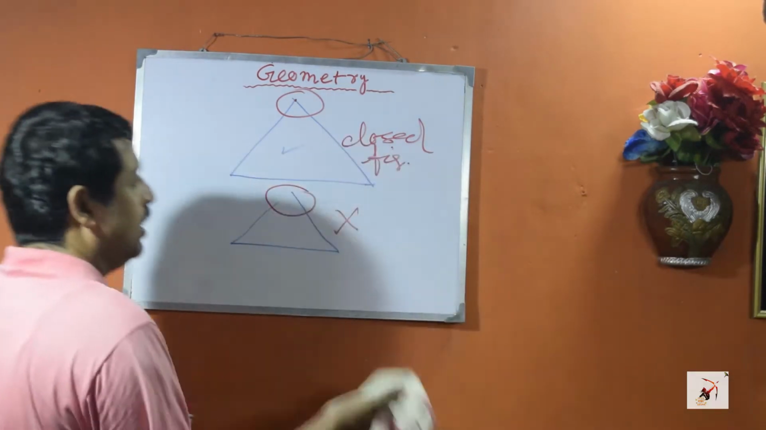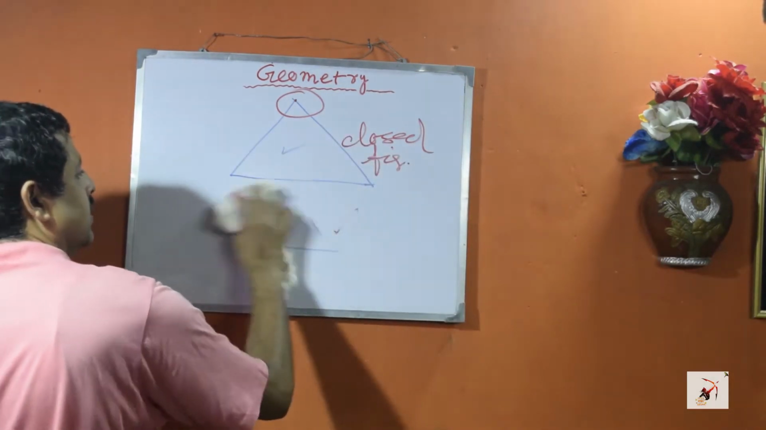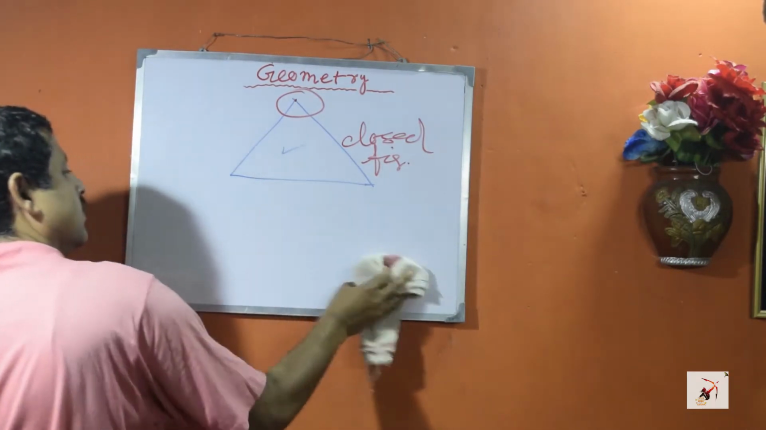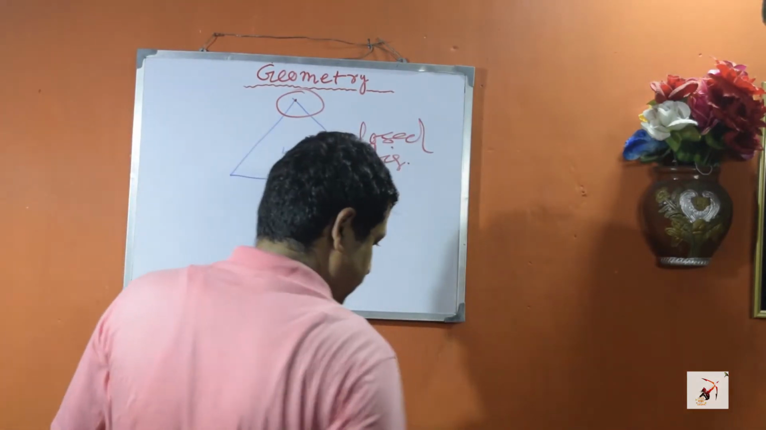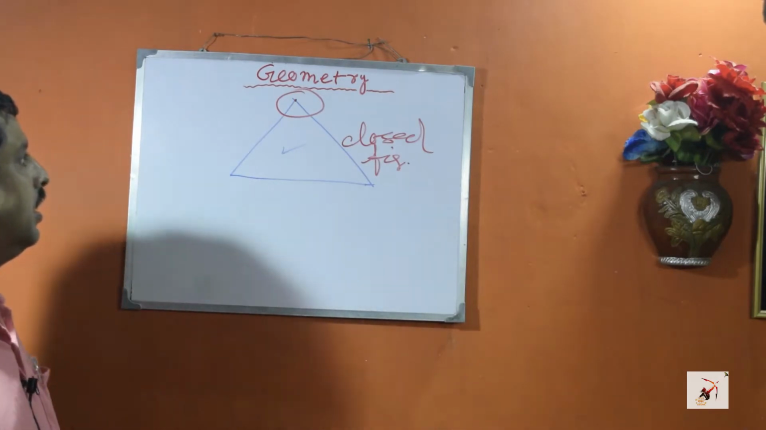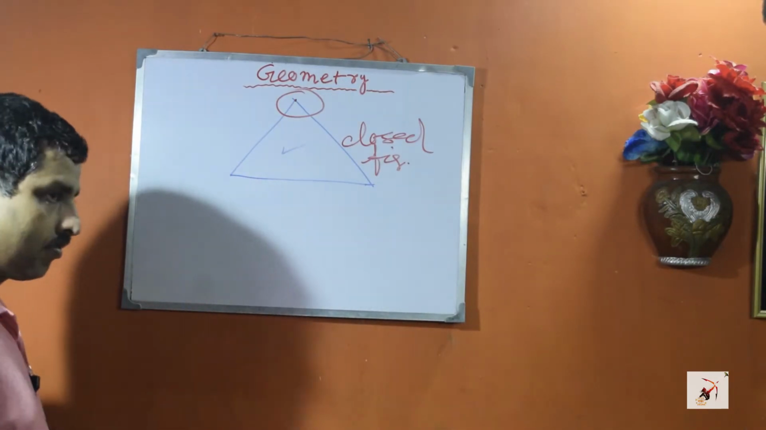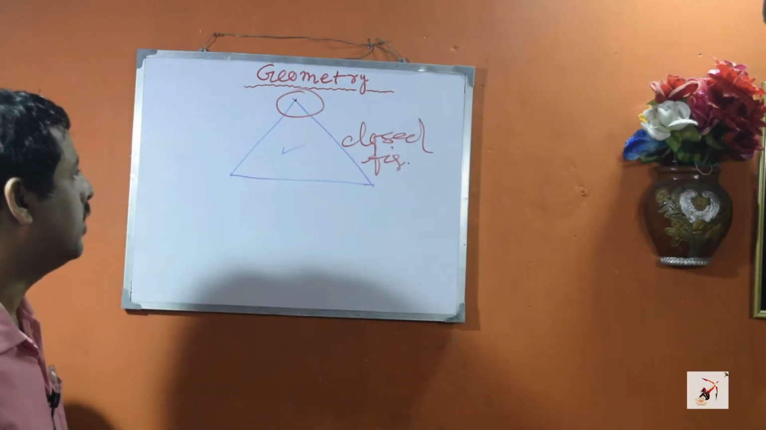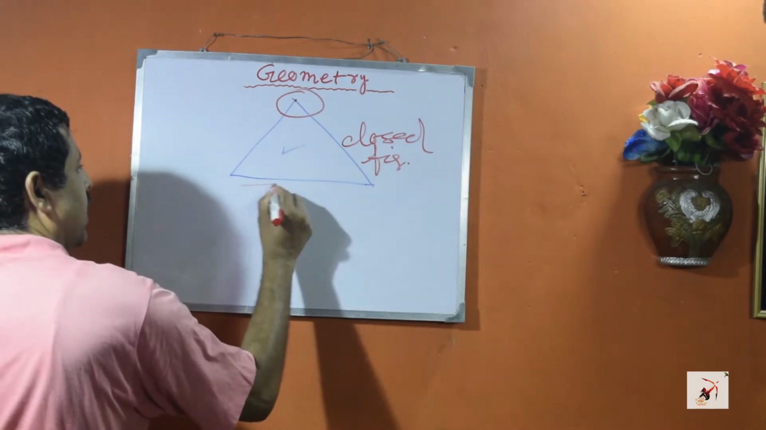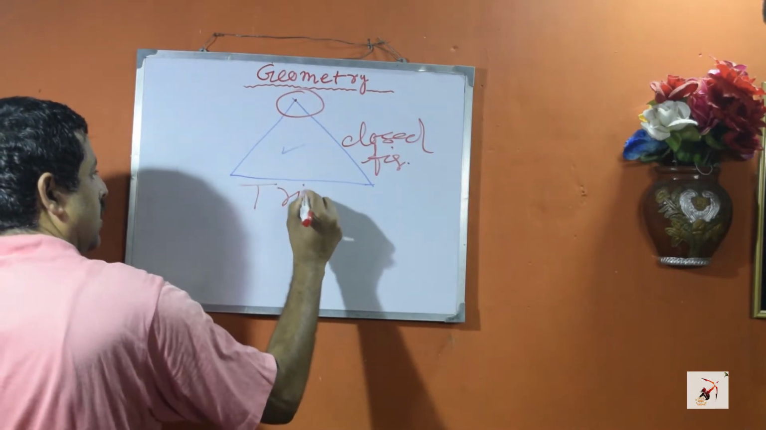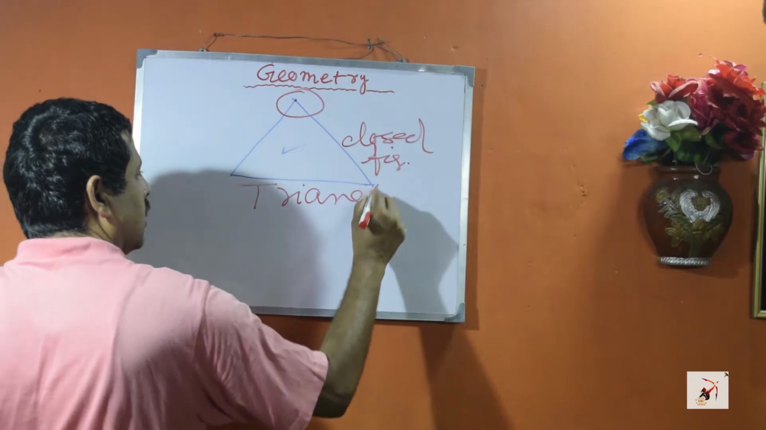Today I am going to discuss some more closed figures. An area bounded by three line segments is simply a triangle. Triangle is a type of closed figure.